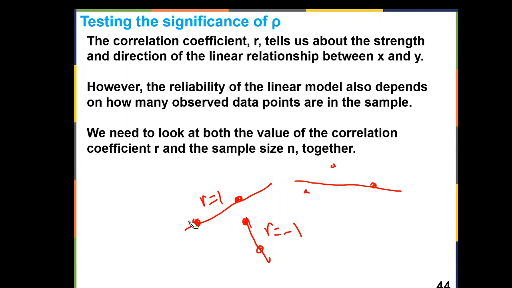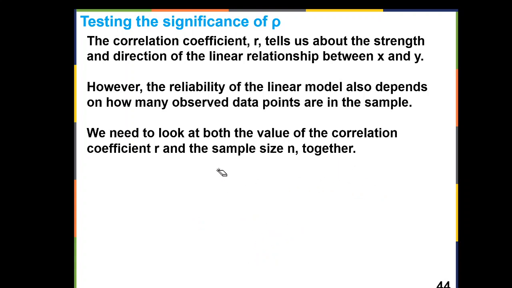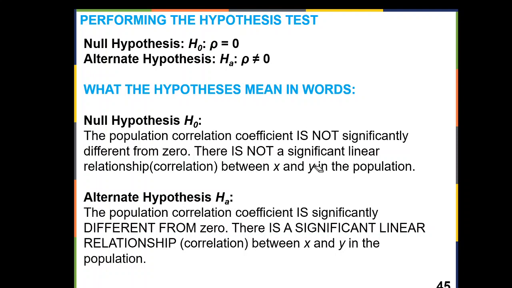2 points always give a perfect correlation, so we have to start with n equal to 3. With 2 points, you can do it, but it doesn't make any sense. So we need to look at both the value of the correlation coefficient R and n.